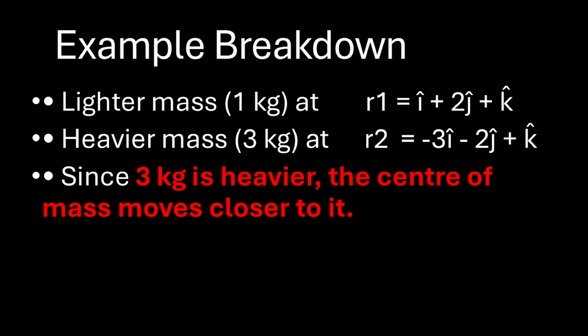So, when we consider mass 1 at r1 and mass 3 at r2, what did we derive the value of vector rcom as? Rcom was derived to be minus 2i minus j plus k cap. Now let us try to understand the relationship between r1, r2 and rcom.